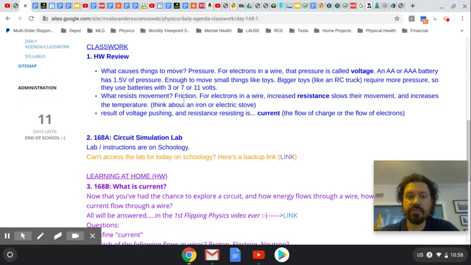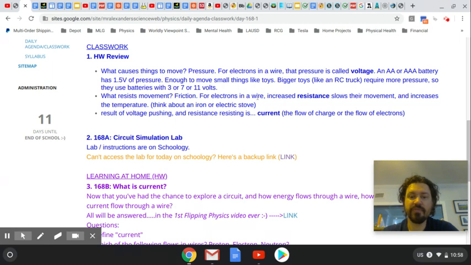So a little review, what causes things to move? Pressure, that's called voltage. We've got lots of different things that we think of with little batteries. A little AA or AAA battery has 1.5 volts. You can see it on the side of the battery. And that's enough to move things like little toys, but bigger toys require a bigger push. And so usually they need a higher voltage battery, not necessarily a larger one. You can also have a larger battery, which is able to sustain the voltage, like a car battery. It's only 12 volts, but it's very big.